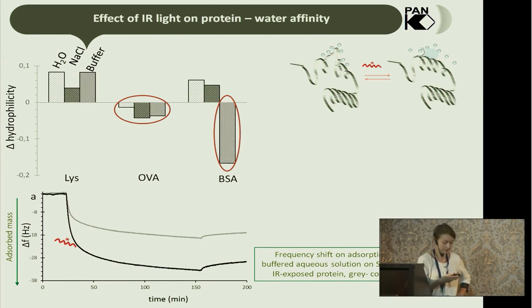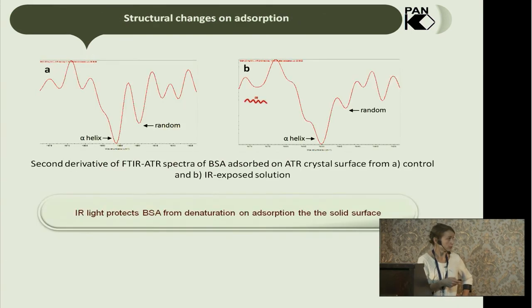But this is not the only effect of infrared light on the protein surface interaction, because even more important is the fact that we observe that infrared light protects our protein from denaturation on adsorption to the surface. So this is again the second derivative of infrared spectra. This is for BSA again, but it was also the same for lysozyme or for ovalbumin. So this is in control conditions. We can see that it partially denatures on adsorption, and this is after irradiation. So we preserve the folded conformation.